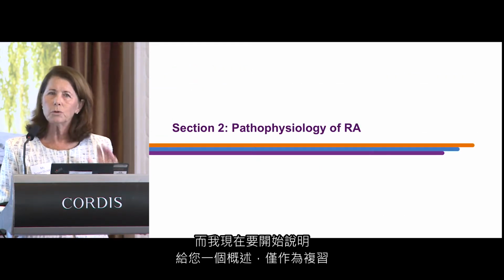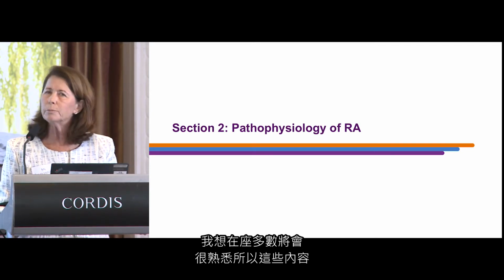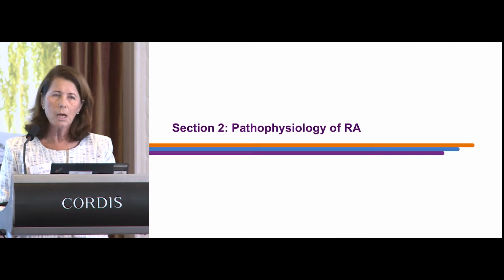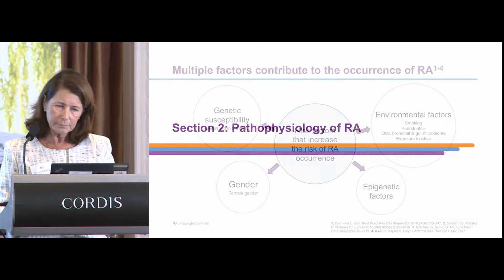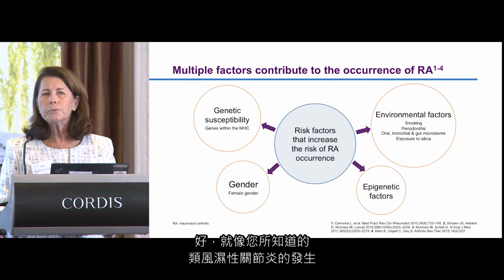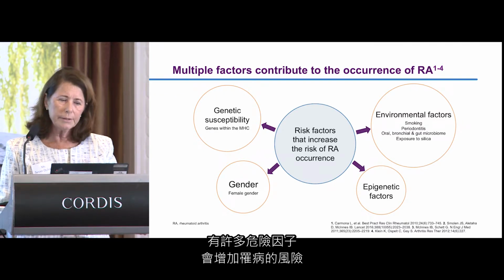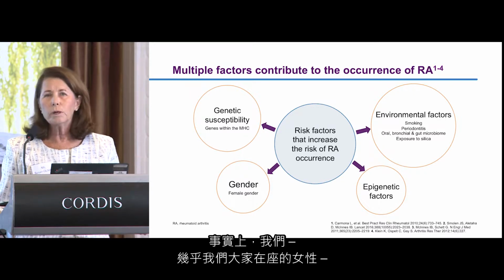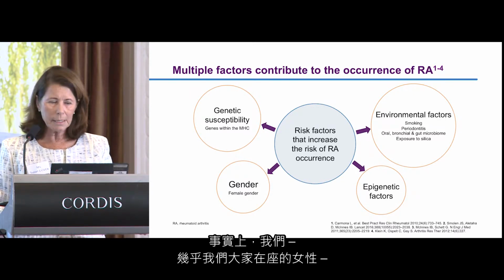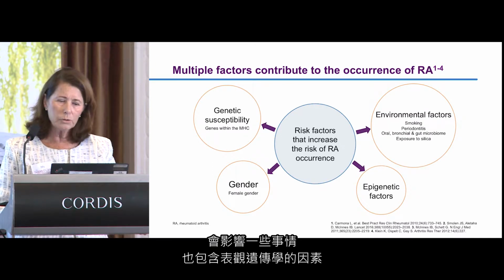And now I'm going to give you an overview, just a refresher, because I think many of you will be very conversant with all of this. We're going to talk about the pathophysiology of RA. So there are multiple risk factors, as you know, that increase your risk of having RA. As you know, there's genetic susceptibility, the fact that nearly all of us women here have a higher risk of having rheumatoid arthritis, and those will affect things.